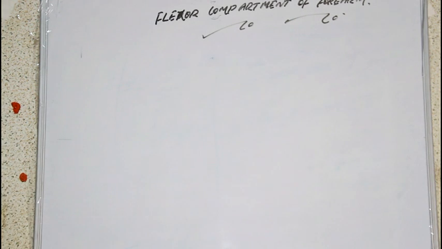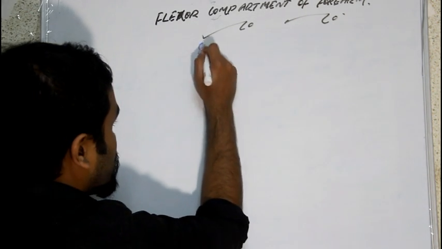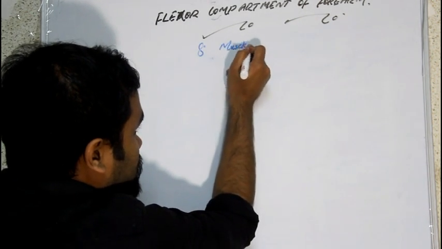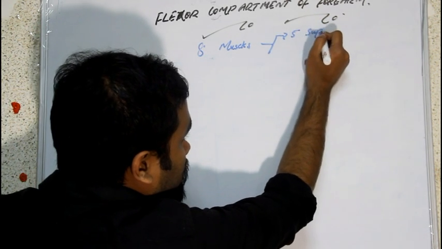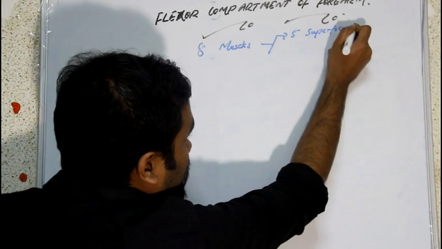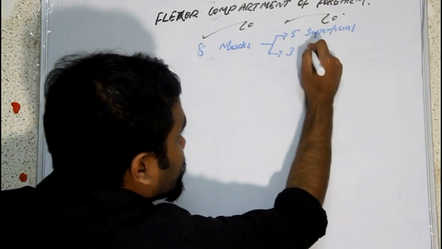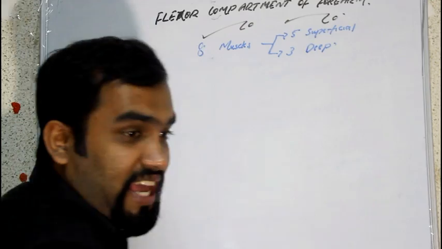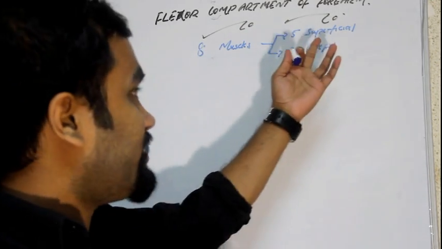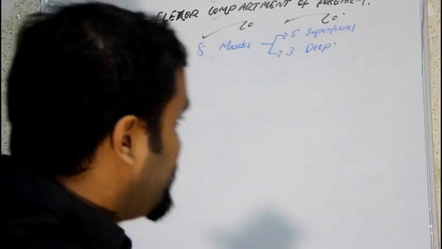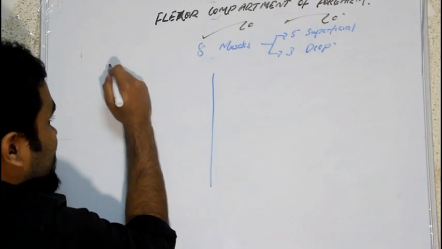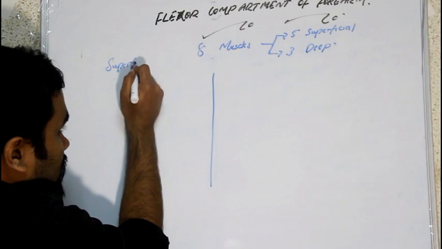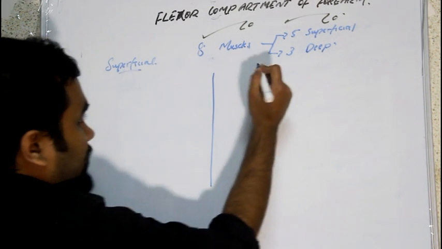Flexor compartment of forearm, we are having 8 muscles. There are 5 superficial and 3 deep. So we have to see what are the superficial muscles and what are the deep muscles, right? Superficial and deep.